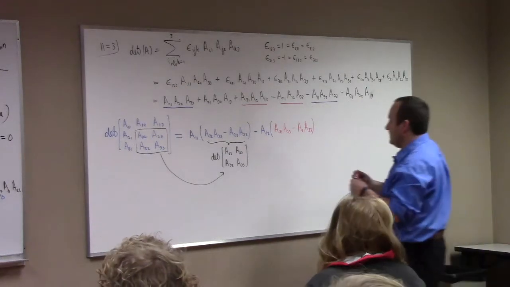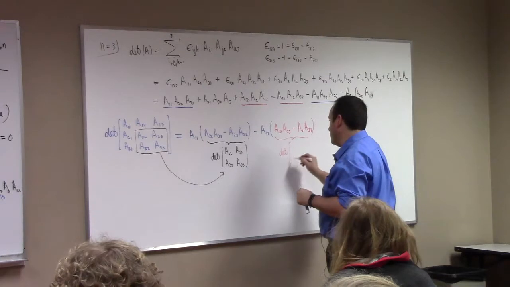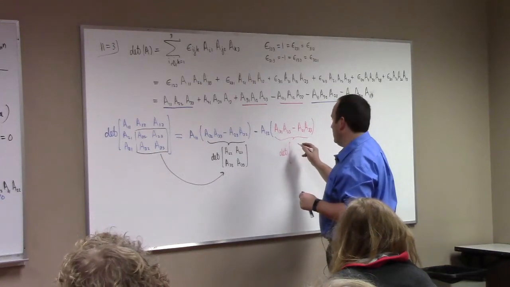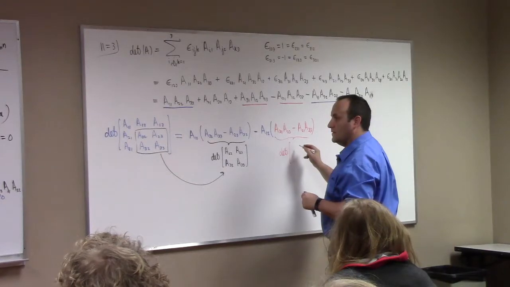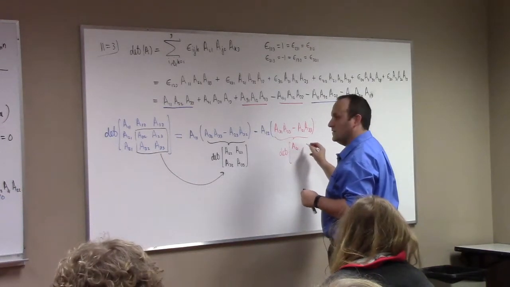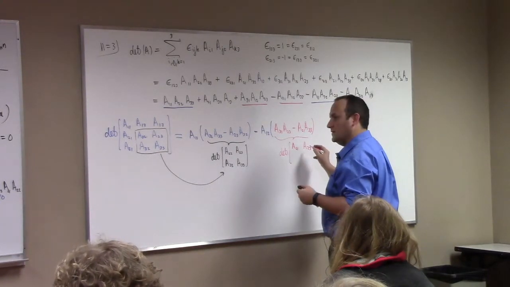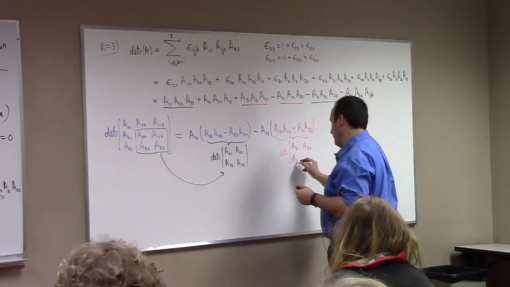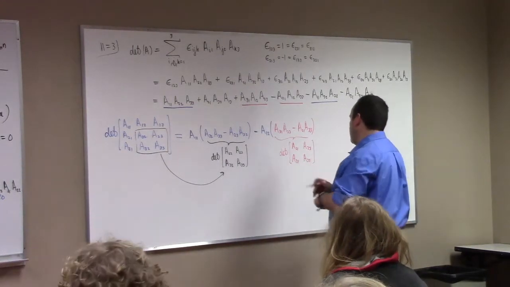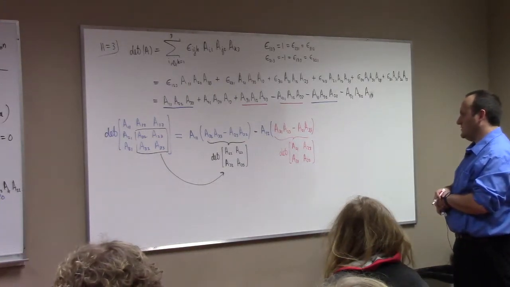So this one here is the determinant of, what do we got? Oh, there it is. A21, A23, A31, A33. That's not quite right.